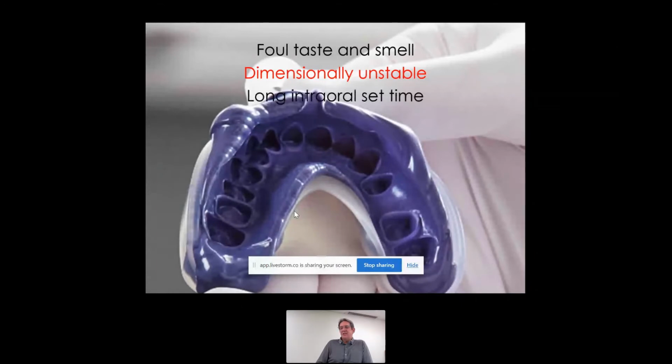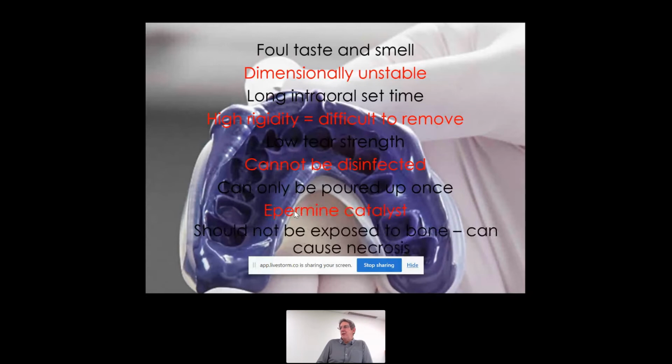anybody that's had polyether in their mouth, it doesn't taste very nice. It's got a pretty nasty smell. It's not as dimensionally stable as vinyls. It has a long intraoral set time. And again, the longer the impression material is in the mouth, the higher the potential there is for distortion. Then it sets quite rigid, so sometimes that can be difficult to move, especially if you have an undercut.